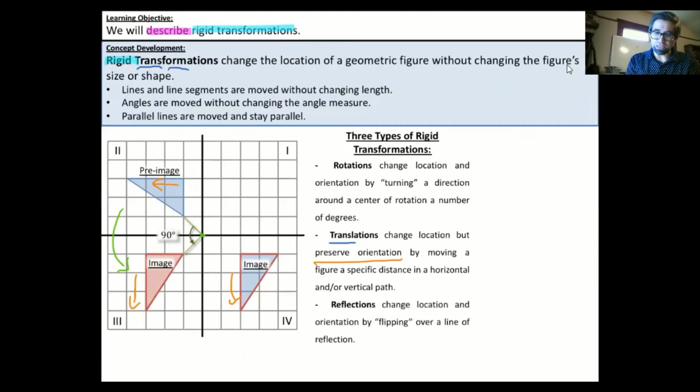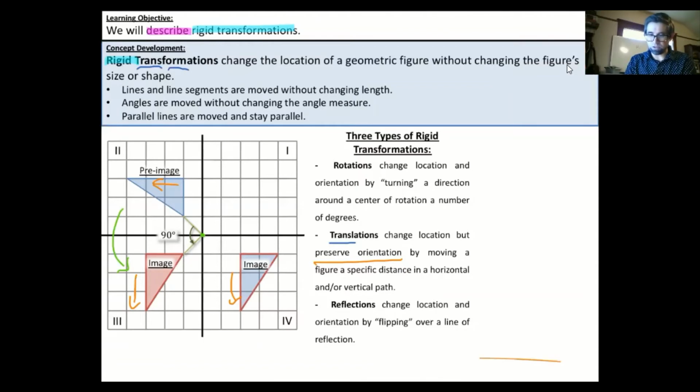Now, a reflection, most of us are familiar with. A reflection is when we flip something across a line of reflection. Now, if you look at a mirror, the line of reflection is the actual mirror itself. That's the plane or the line where things are flipped. So a reflection has to have a line of reflection. So look at this image being reflected across a line.